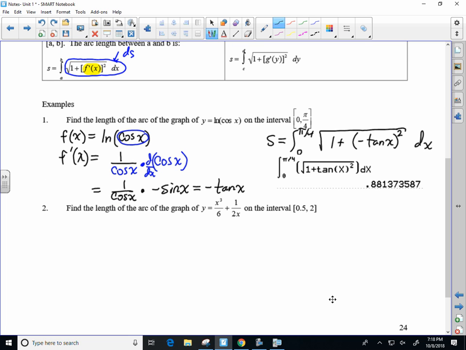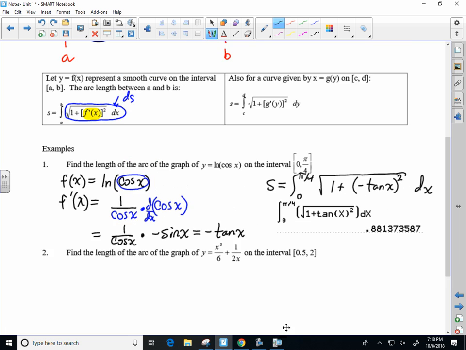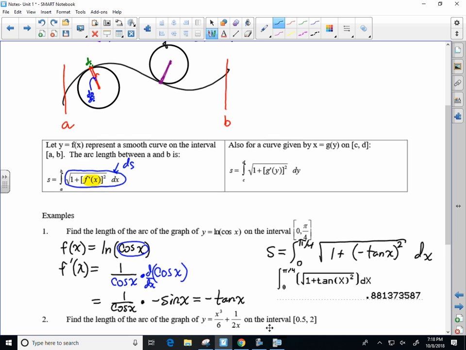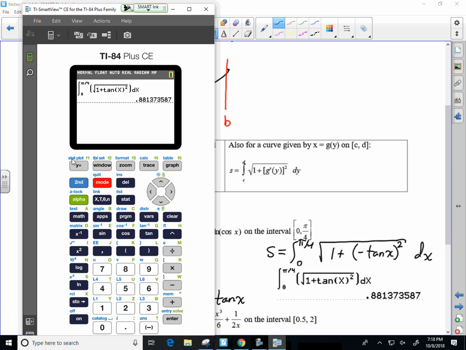All right, so that length, that little distance on the interval of 0 to pi over 4 is just that. It's little. You can look at the picture. The original function was the natural log of the cosine of x. I'll just do a zoom, zoom 6. So this is kind of what the graph would look like.